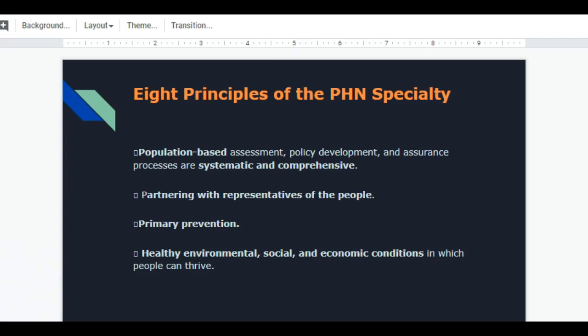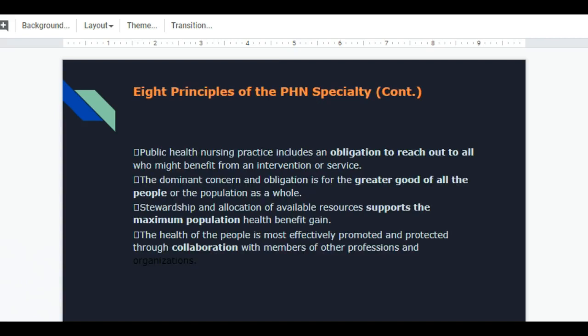So another principle is that primary prevention is given priority. You should remember that because that is a very frequent test question in this course. The priority of the public health nurse specialty is primary prevention, and we've defined that in other slides. Intervention strategies are created to create a healthy environment, a healthy social, and a healthy economic condition in which people can thrive. This is a continuation of the 8 principles of the public health nurse specialty.